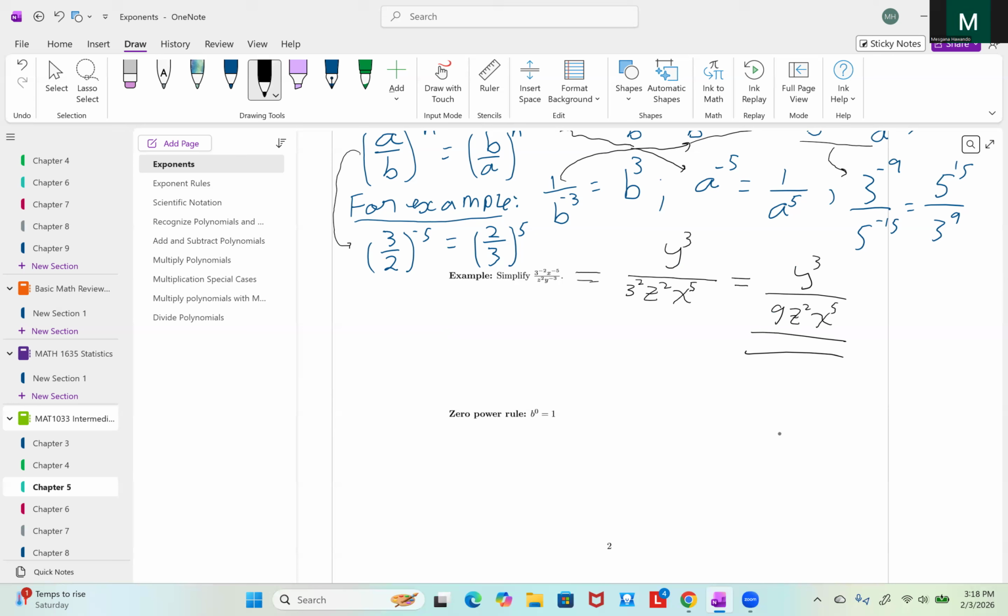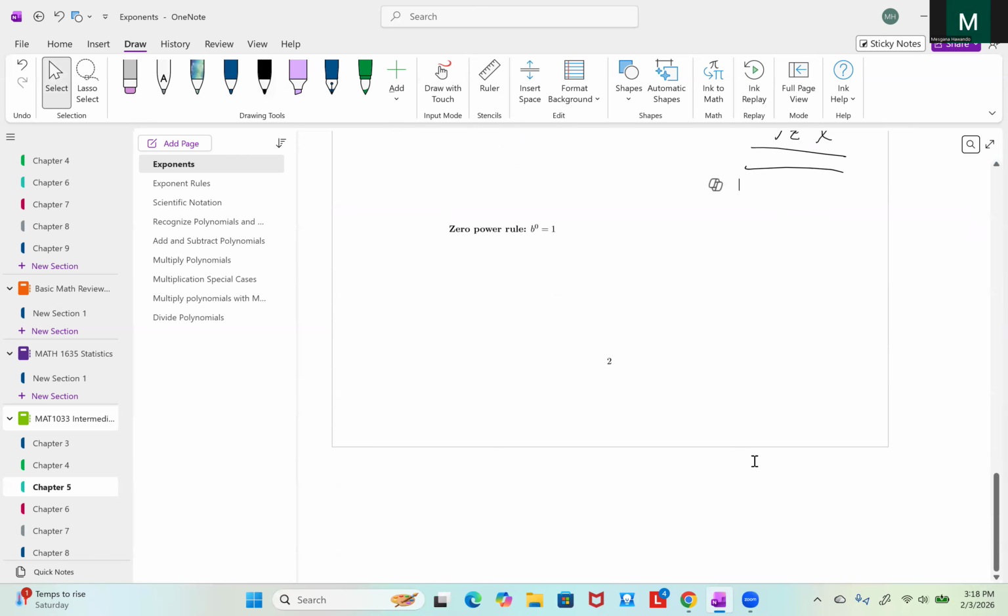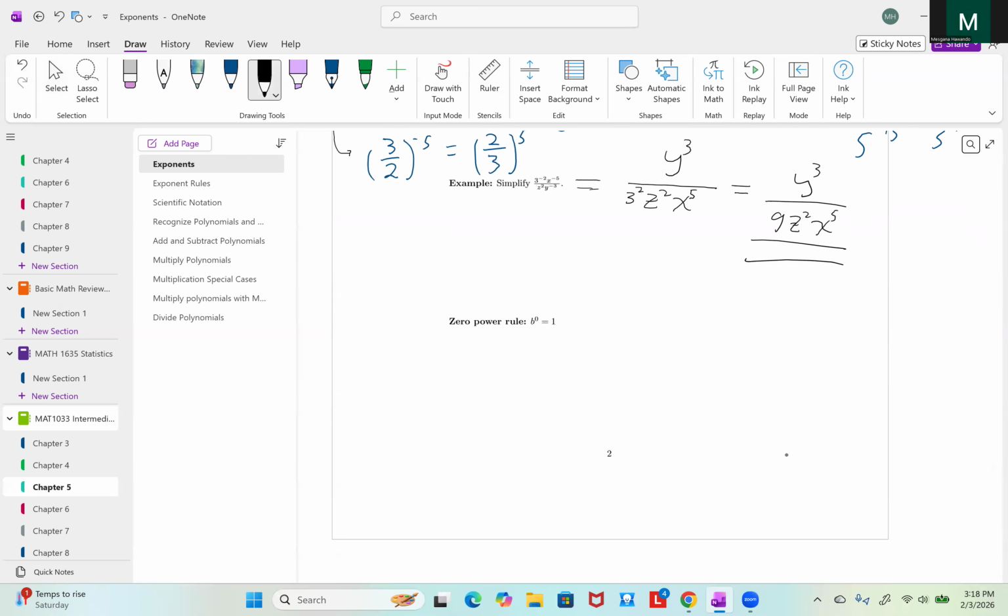The zero power rule. B to the power of 0 is equal to 1. So any number to the power of 0 is always 1, except we don't want b to be 0.